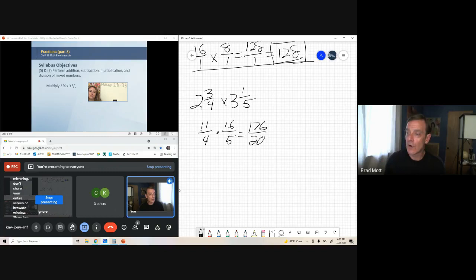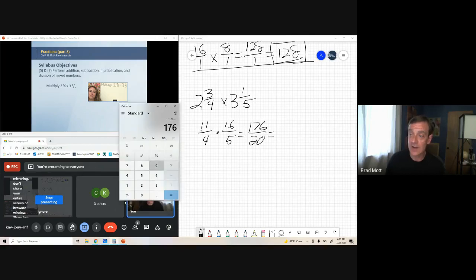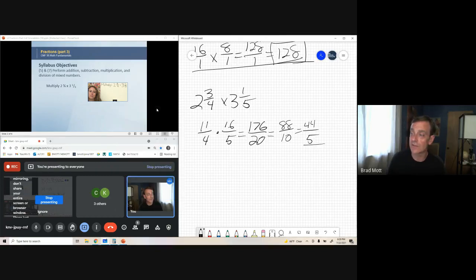So 11/4 times 16/5 gives you 176/20. That is not simplified. So let's divide to see, they're both even. So you have 88/10. Still both even. You can divide both by 2 once again, and we'll have 44/5. And at that point, you have simplified those fractions as far as you can.